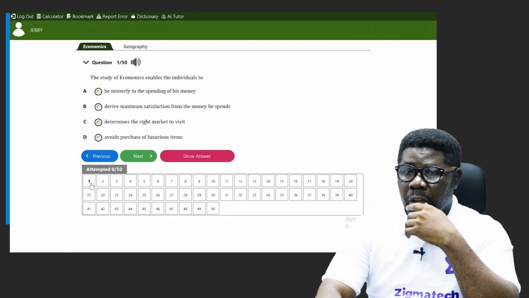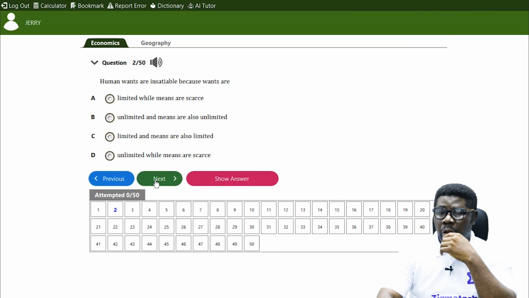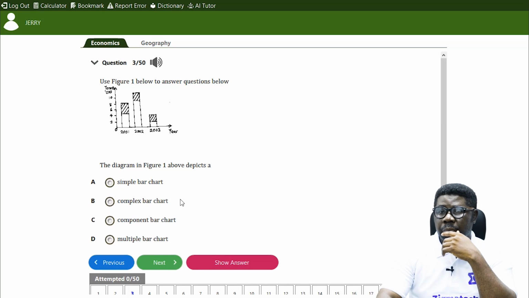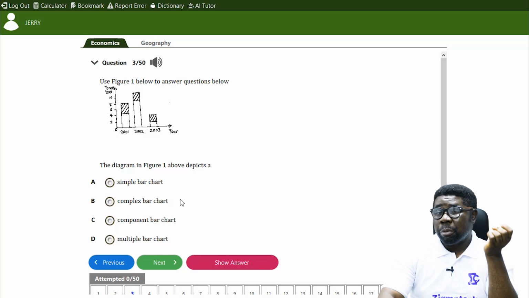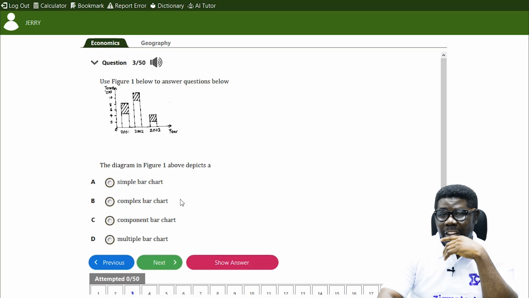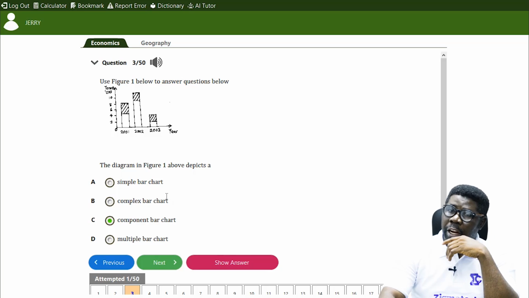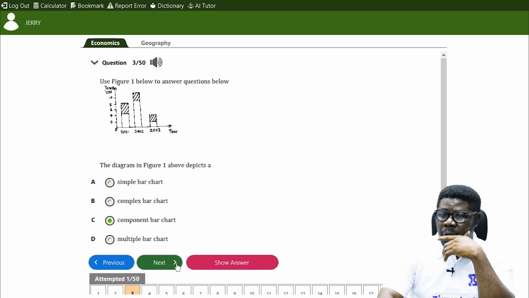Okay, so the first of them all will be this. The top question here says what? The diagram in figure 1 above depicts what? What does it represent? It's a component bar chart because one bar contains two variables. The number here, 2000, all right, 2001 has two variables. The 2002 has two variables, but the heights are different. So it has a component bar chart as your answer.